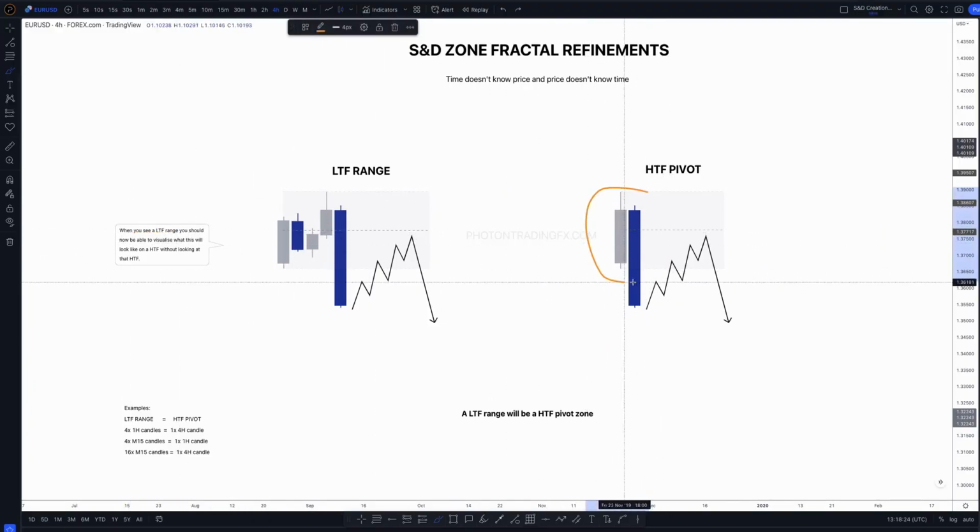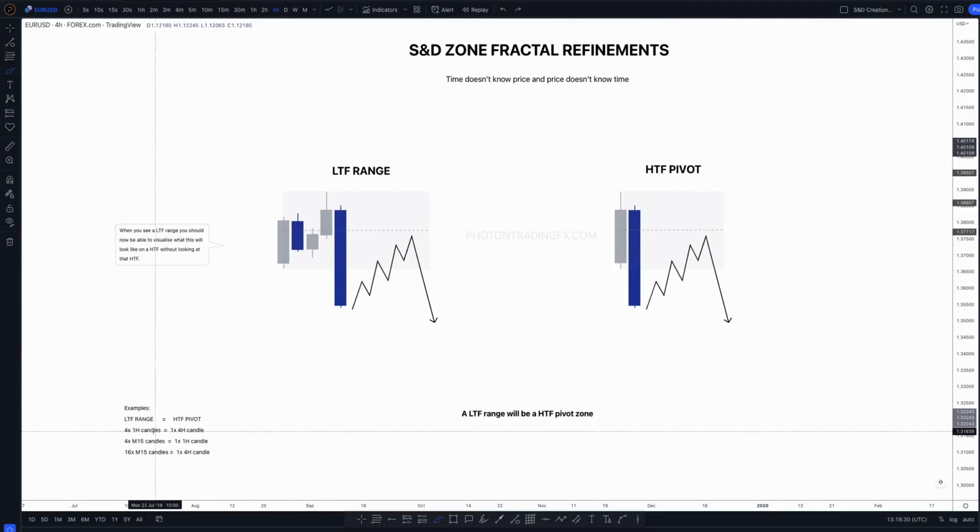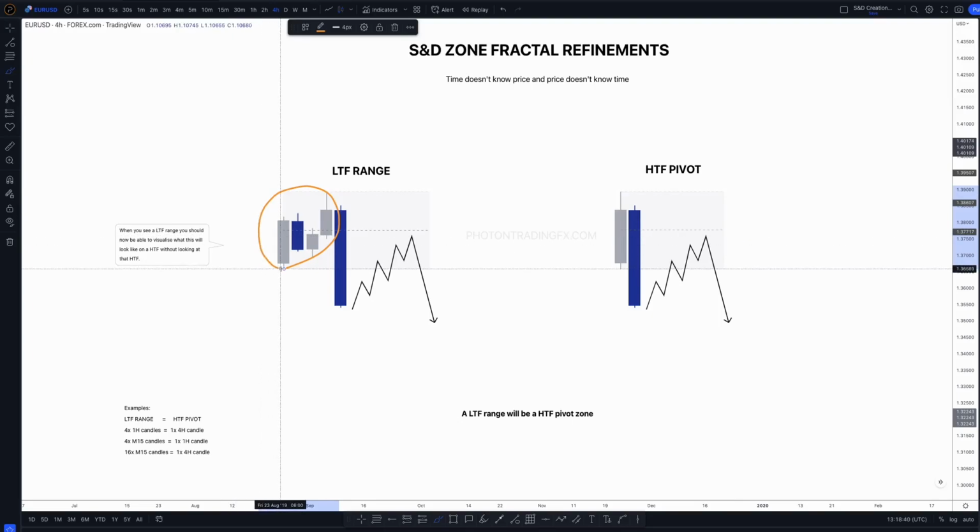And likewise, if you're sitting on the 4 hour chart and you see this, you already know on the 1 hour chart it's going to look something like this, right? It's going to be that range, okay? And I'll just put some examples here. It's not really that important, but like I said, if there's 4 1 hour candles like this, then that's going to be 1 4 hour candle. Likewise, this could be the M15 chart. If you've got 4 M15 candles, that's going to be a 1 hour candle, right?